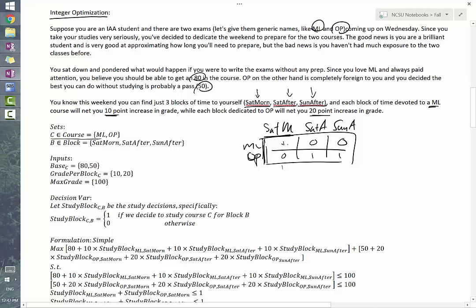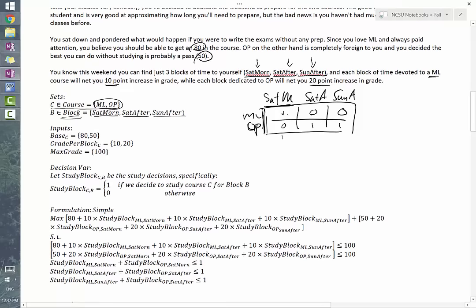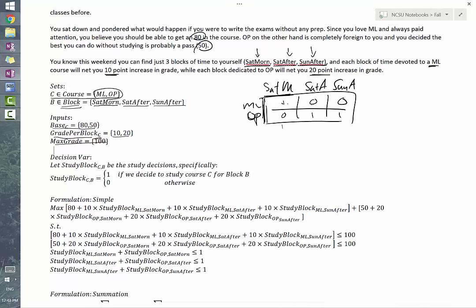So this creates two sets where we can count our decisions in. Again, we have our C in course, ML and OP, and we're creating a new set called block that contains the values Saturday morning, Saturday afternoon, and Sunday afternoon. And our inputs don't really change too much. Base C are the base grades. Grades per block, which if you remember from the SAS code, is 10 and 20. Again, this depends only on the course that you choose to study. Maximum grade as always. So the only thing that really changes between these two problems is our decision variables.